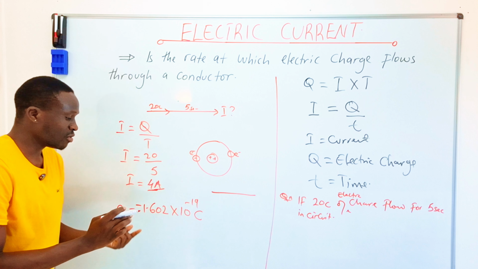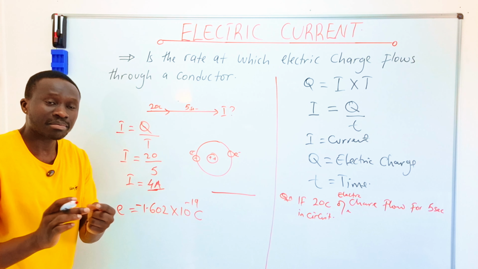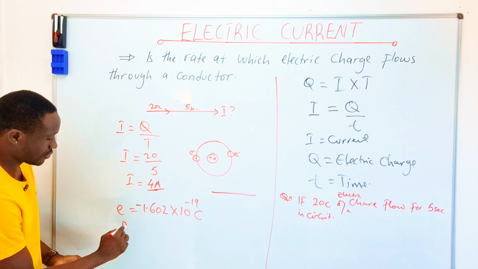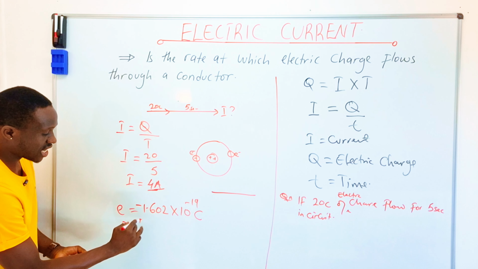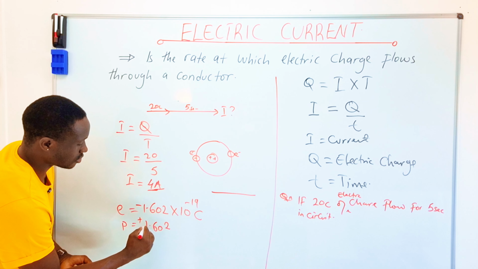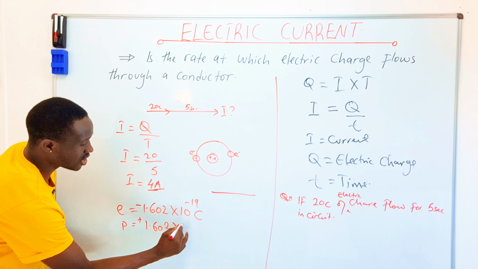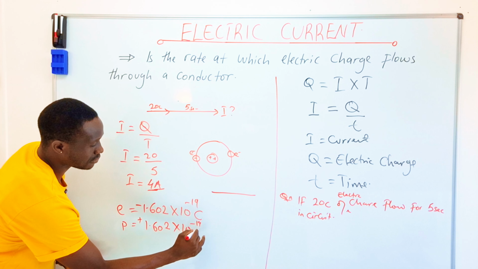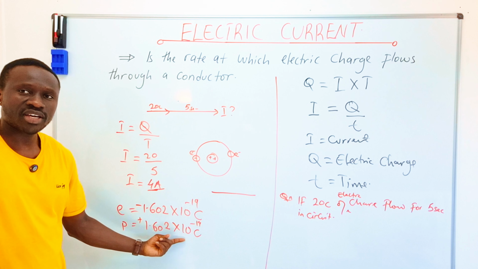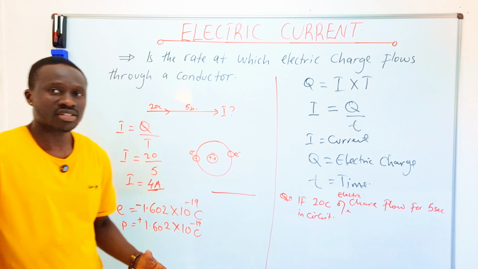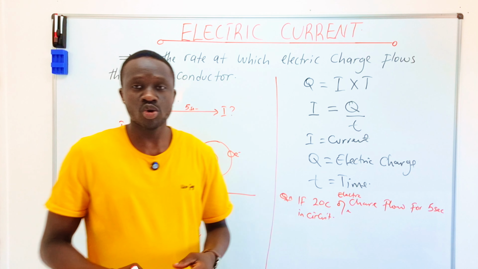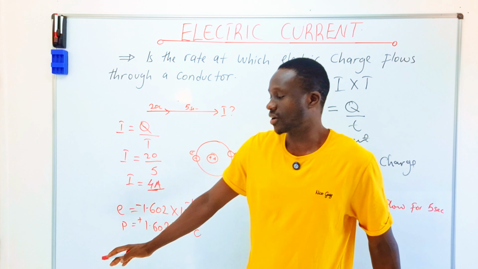Remember, the number of electrons is the same as the number of protons. Meaning, even protons, which carry a positive charge, will have the same 1.602 times 10 power minus 19 coulomb. And this is the standard figure in electronics. When you're calculating for electrons in an atom, we use this standard figure.